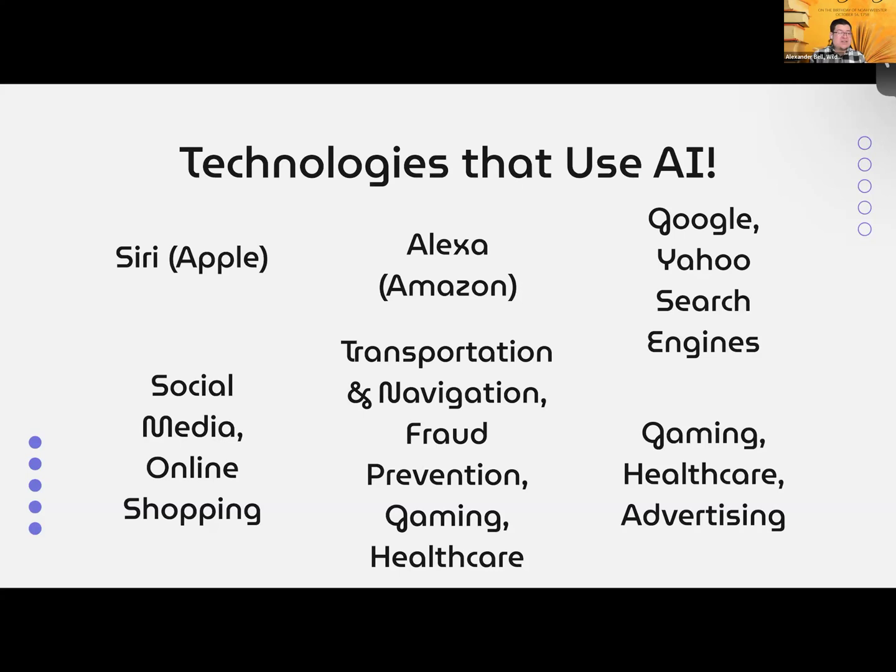Social media, online shopping, they both use AI, transportation, navigation, fraud prevention, like banking as well. Gaming uses a lot of AI. Healthcare, as the video mentioned. Advertising. I know I have gaming and healthcare in there twice, but it's used in many different aspects, again, that we may not have realized that it does.